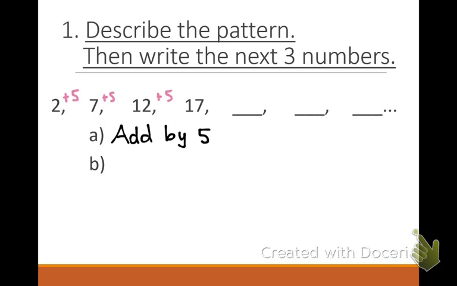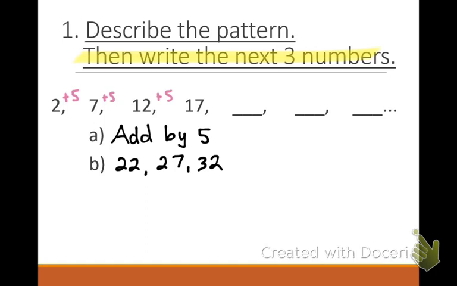Now let's look right here. It gives us another set of instructions. It says, then write the next 3 numbers. Is there anyone who thinks they might know what number comes after 17? Hannah, what do you think? She says 22. I would agree with that. What's next, Hannah? 27. And class, what's the last one? 32. That was quick. Good job. Okay. So we've been given 2 sets of instructions. Describe the pattern, then write the next 3 numbers.